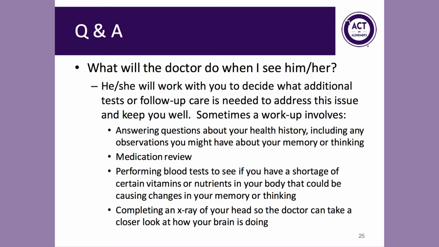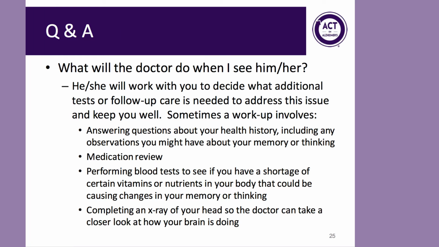Sometimes a workup involves answering questions about your health history, including any observations that you might have about your memory or thinking, reviewing your medications, performing blood tests to see if you have a shortage of certain vitamins or nutrients in your body that could be causing changes in your memory or thinking, and possibly completing an X-ray of your head so the doctor can take a closer look at how your brain is doing.